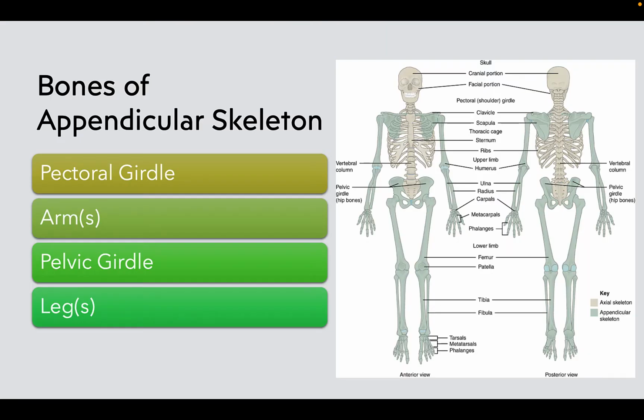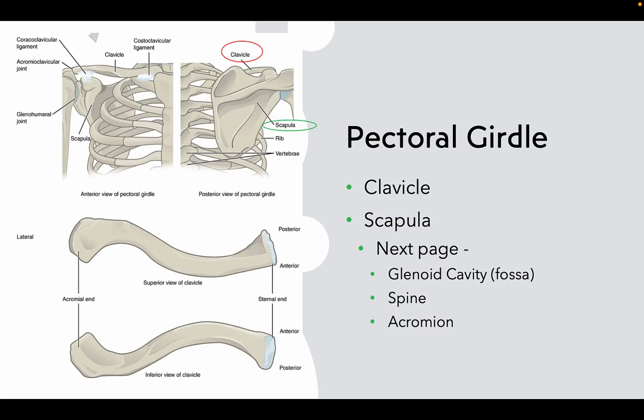So starting off, bones of the appendicular skeleton. We just want to make sure that you understand that the appendicular skeleton consists of the pectoral girdle, the arms, the pelvic girdle, and the legs. All right. So starting off with your pectoral girdle, this includes your clavicle and your scapula.